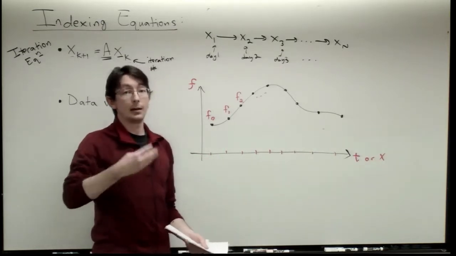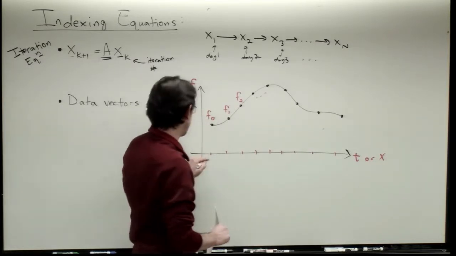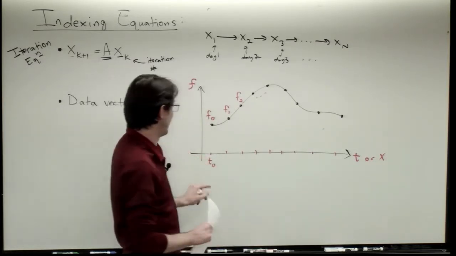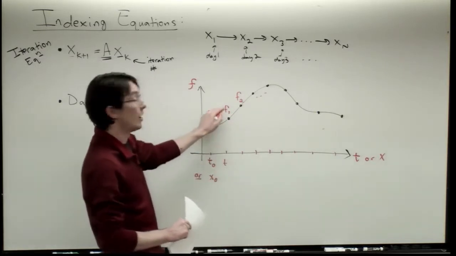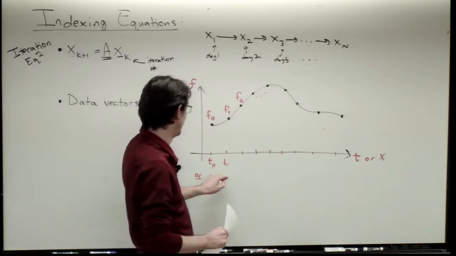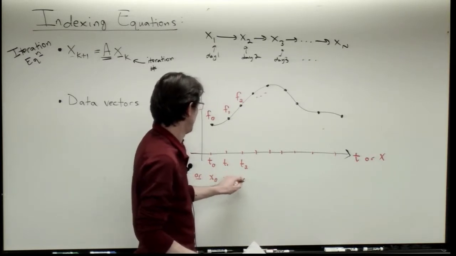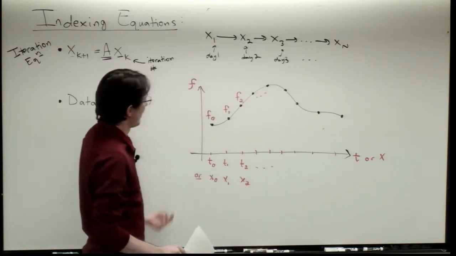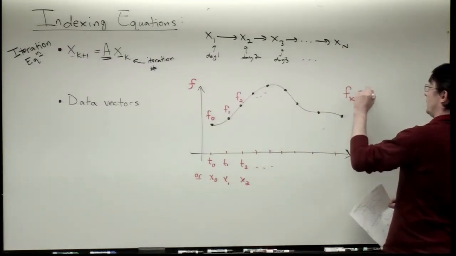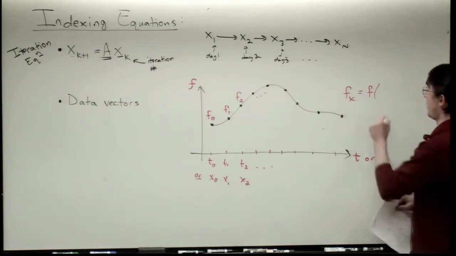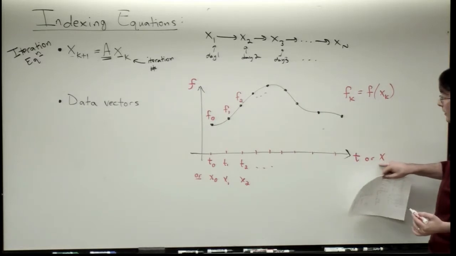Mathematically, it doesn't matter, but MATLAB has to start its indexing at 1. And this is my function at time t0, or x0. And this f1 is my function at t1, or if we're using space, then at x1. t2, x2, dot, dot, dot. Okay, so we could say that fk is equal to my function evaluated at, for example, xk, if we're talking about f of a spatial variable x. Okay.